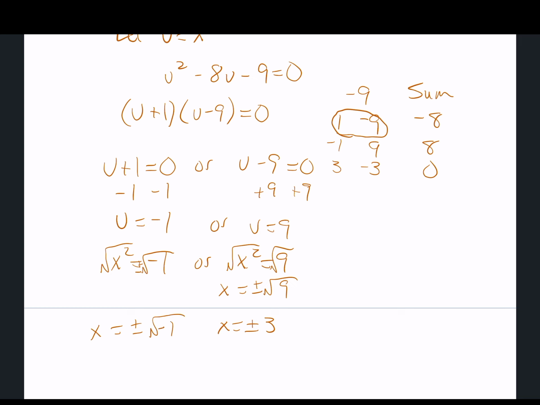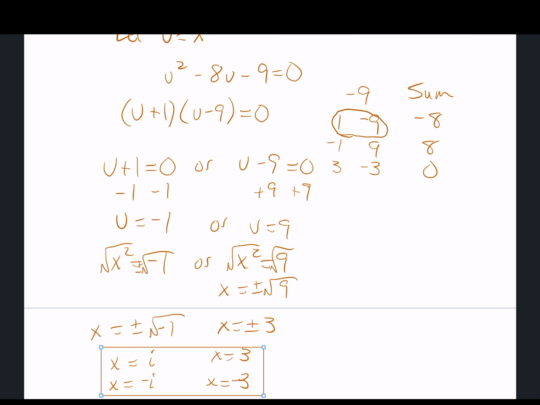What do we know about the square root of negative 1? Well, the square root of negative 1 is i. So x is equal to i. x is equal to negative i. x is equal to 3. And x is equal to negative 3 are the four solutions of this fourth degree polynomial. And we found that by using substitution of u in for x squared.